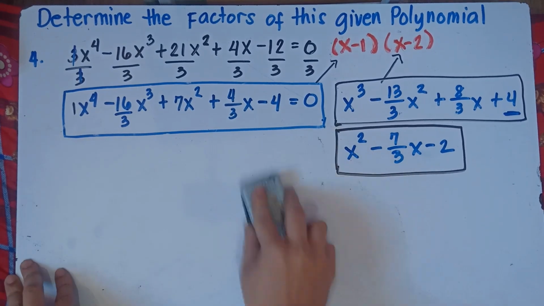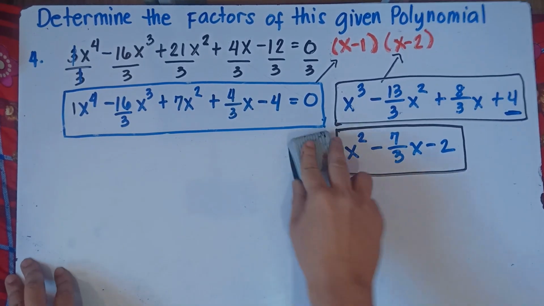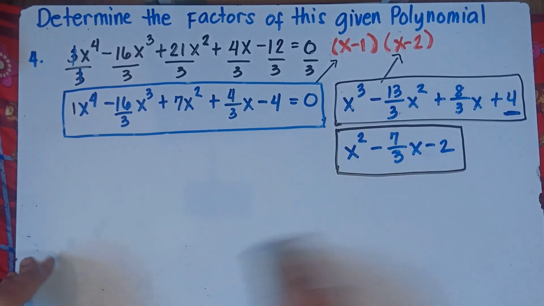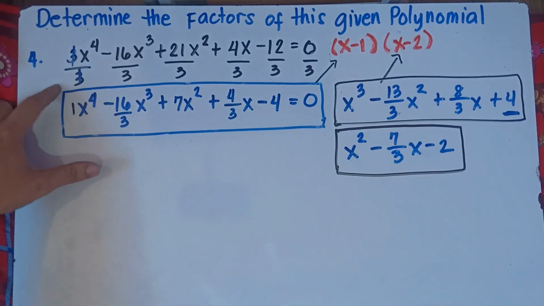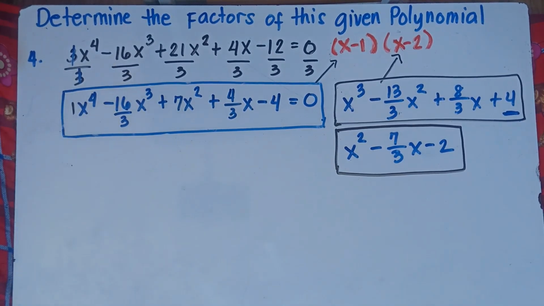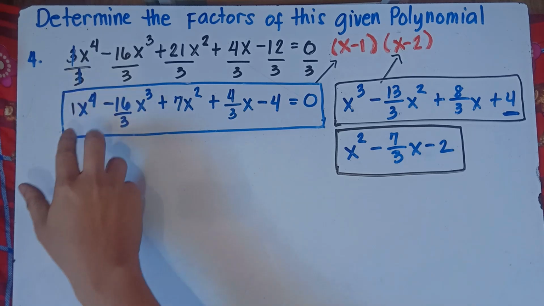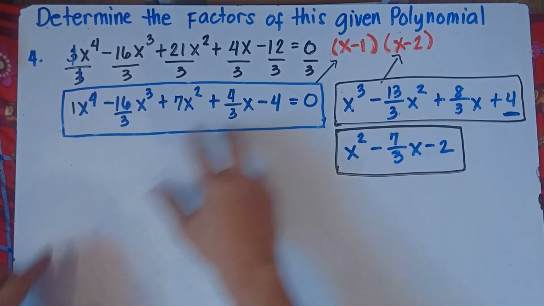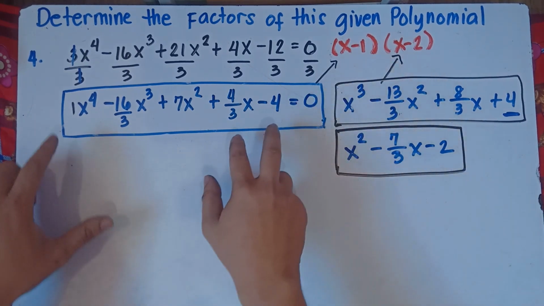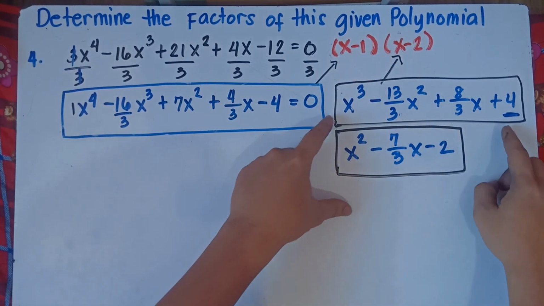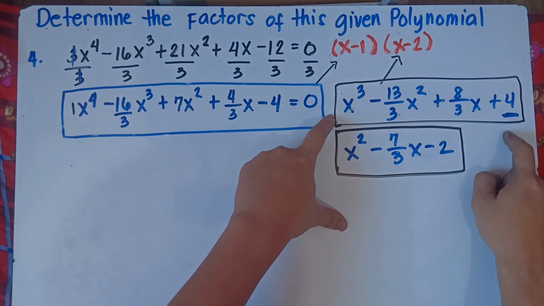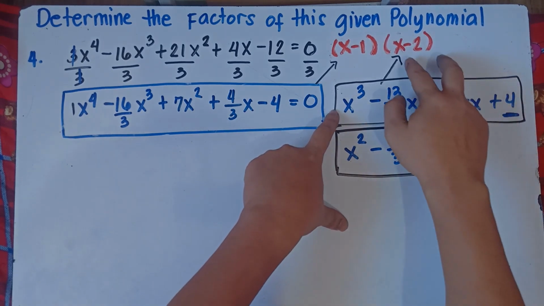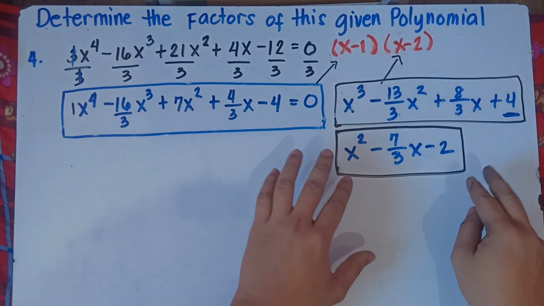Almost done, class. Quite complicated, right? It's really quite complicated, class, especially if the leading coefficient is greater than 1. So, first thing, we divide this equation by 3, and this will be our equation. Now, we factor this out, and x minus 1 is a factor of this equation, and we get this equation. This is our answer. Now, this equation is a factor of this x minus 2, and we have this answer.